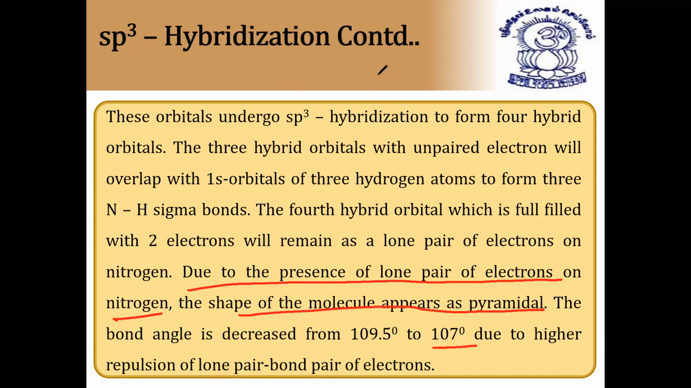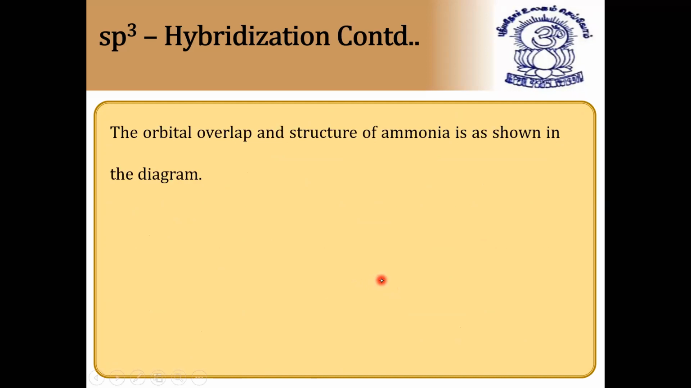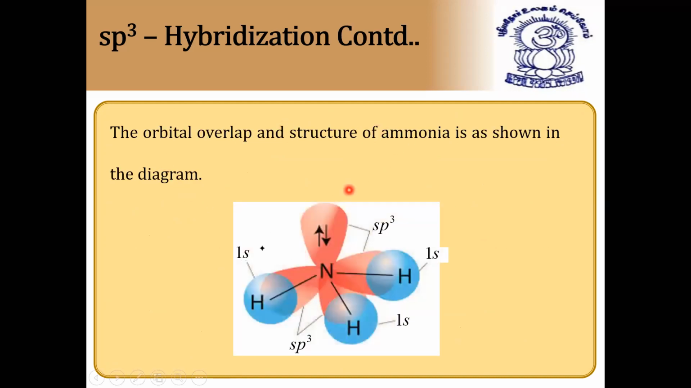Next we have the same case, water also. Water also undergoes sp3 hybridization, but the shape is not tetrahedral. Let us see that also. So the orbital overlap diagram and structure of ammonia will be like this. And this is called the lone pair of electrons. They are not involved in bonding. This is a bond pair, this is a bond pair, and this is a bond pair.